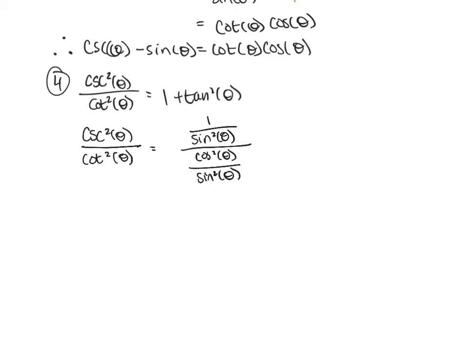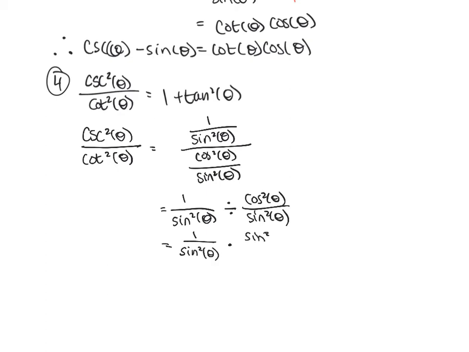But we have a quadruple fraction, which we are not fans of, so I'm going to write this the long way. All right, 1 over sine squared theta divided by cosine squared theta over sine squared theta, and then keep the first fraction, change the division sign to a multiplication sign, and flip the second fraction. Or you can think about it as multiplying by the reciprocal.